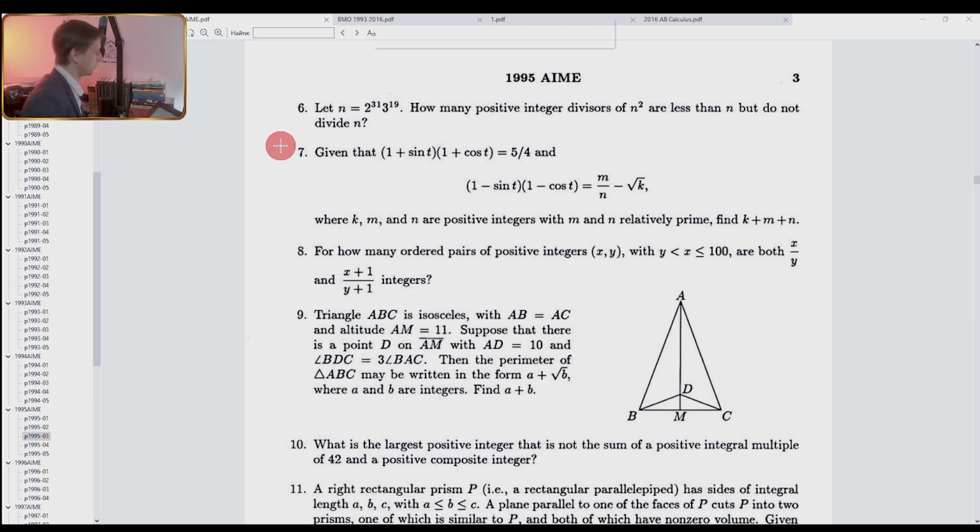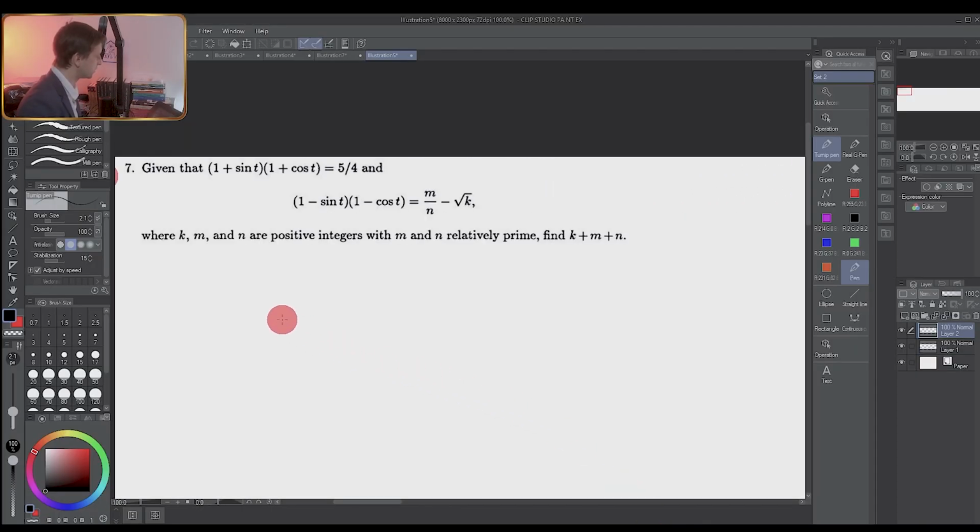Okay, and our final problem for today will be problem number 7, and I chose this one because I consider it to be pretty simple, and we are solving the 5 simplest problems from every AIME paper. So you know that 1 plus sine t times 1 plus cosine t is 5 over 4, and 1 minus sine t times 1 minus cosine t is some fraction m over n minus square root of k. You know that these numbers k, m, n are all positive integers, natural numbers, and m and n are relatively prime, so this fraction m over n is already in reduced form. You need to find the sum m plus n plus k.